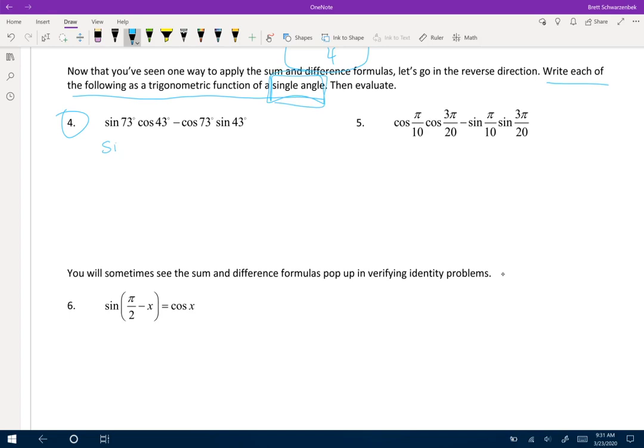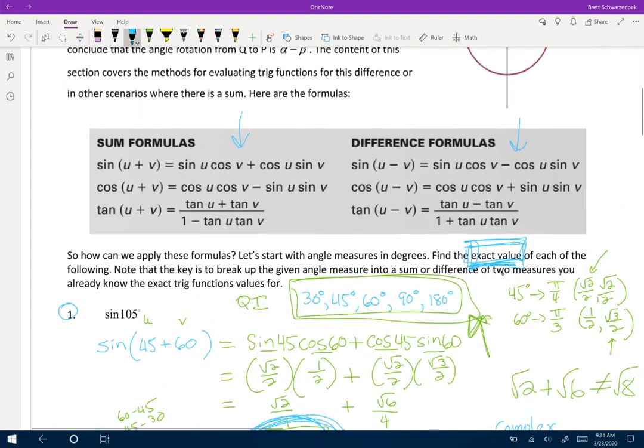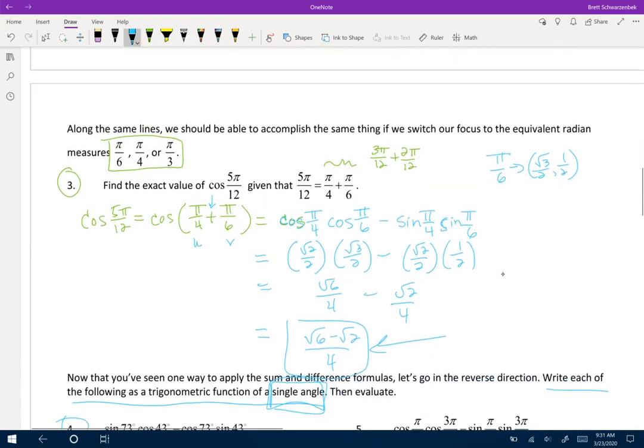It's sine u cosine v minus cosine u sine v. So if you look carefully, that's the exact form. So we go, okay, where have we seen sine, cosine, cosine, sine with a minus between it? Looks like it's right here, which means we should be able to rewrite it as the sine of the difference of u and v. So let's do that.